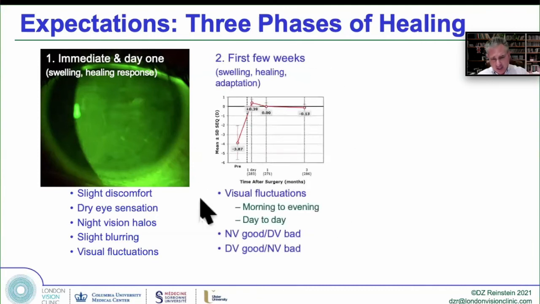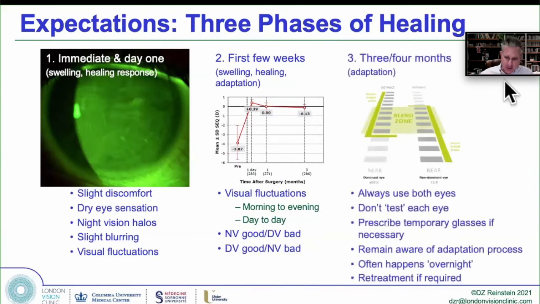We then tell them that over the next few weeks, the vision's going to fluctuate, the night vision's not going to be that good. And that over the next 3, 4, 5, 6 months, the brain is going to get this conflict stage, as Dan Reinstein calls it, where the eyes are kind of fighting a little bit. That conflict produces neural adaptation. There are new pathways that develop in order to join these two slightly disparate images between the eyes. And most patients, 2/3 of the patients, are adapted by 3 months, even in the plano presbyopic group.